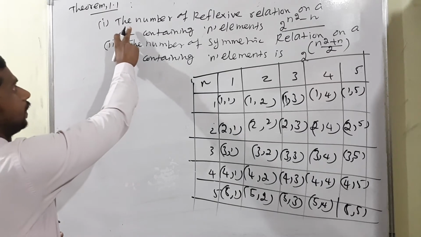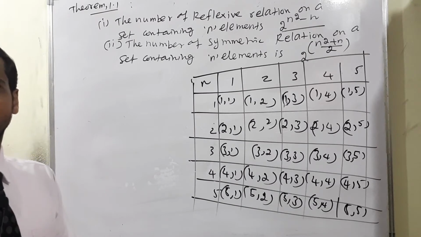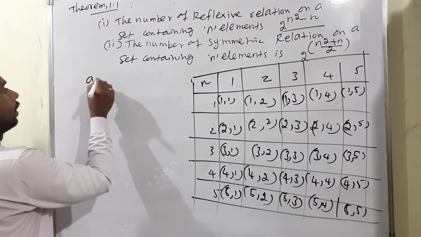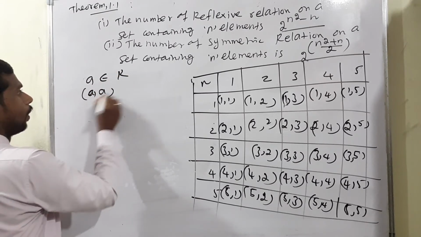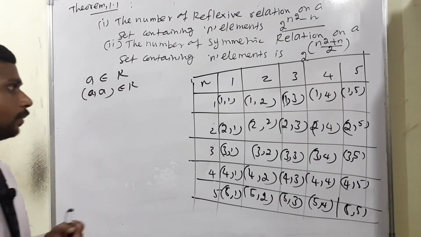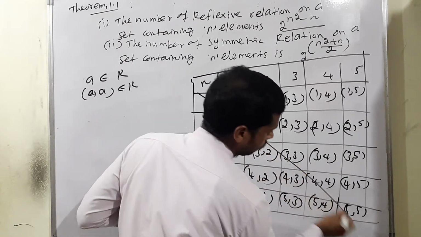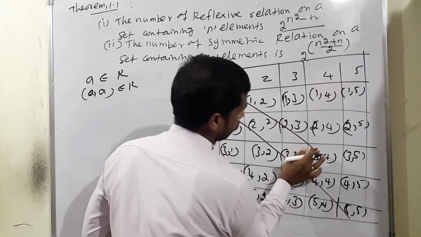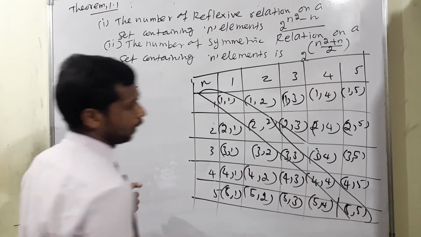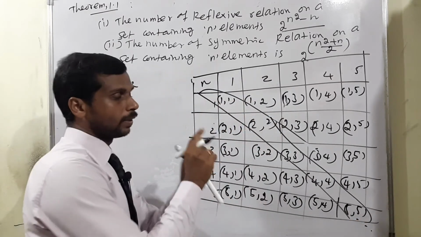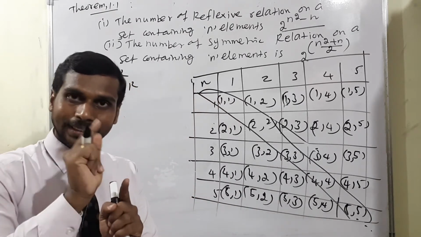The first condition is about the number of reflexive relations. Already you know the meaning of reflexive relation: for all a belonging to A, a comma a belongs to R. That is called reflexive. Therefore the terms 1 comma 1 are the diagonal terms, the doublet form. So 2 comma 2, 3 comma 3, 4 comma 4 and 5 comma 5. If you consider 6 elements, one more box will come, but we have taken reflexive elements, meaning 6 comma 6 only.